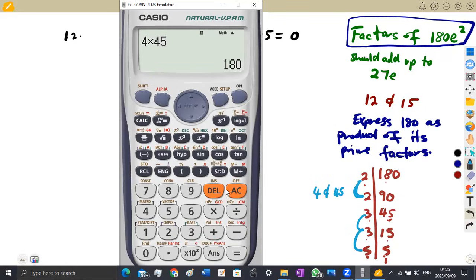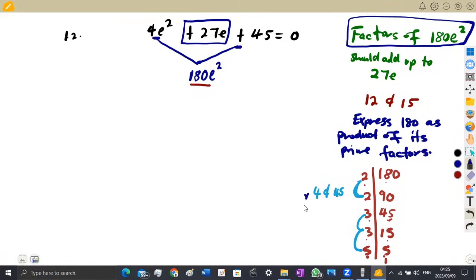But if you add, are you going to get 27? That is 4 plus 45 like this. You are not obtaining 27, you're obtaining 49. Meaning to say we can't use these factors. You try again another path, all right?